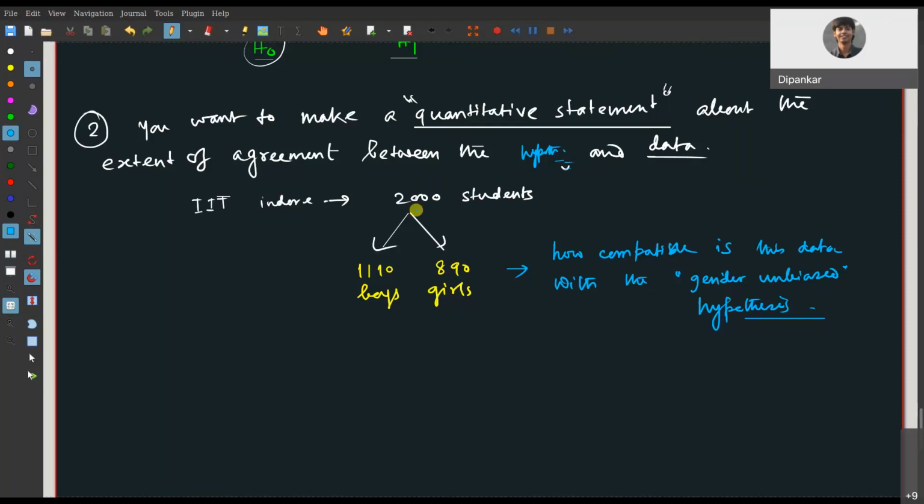There are always fluctuations. For example, if you see the gender ratio in physics, you will have more boys than girls, but if you go to the opposite discipline, let's say biophysics or psychology, you will see more girls than boys. Overall maybe, but let us talk about total students, and you see these 1110 boys and 890 girls. Now, your hypothesis is that our institution is gender neutral, and there is no visible bias. How compatible are these numbers with that hypothesis? You want to make a quantitative statement about that.